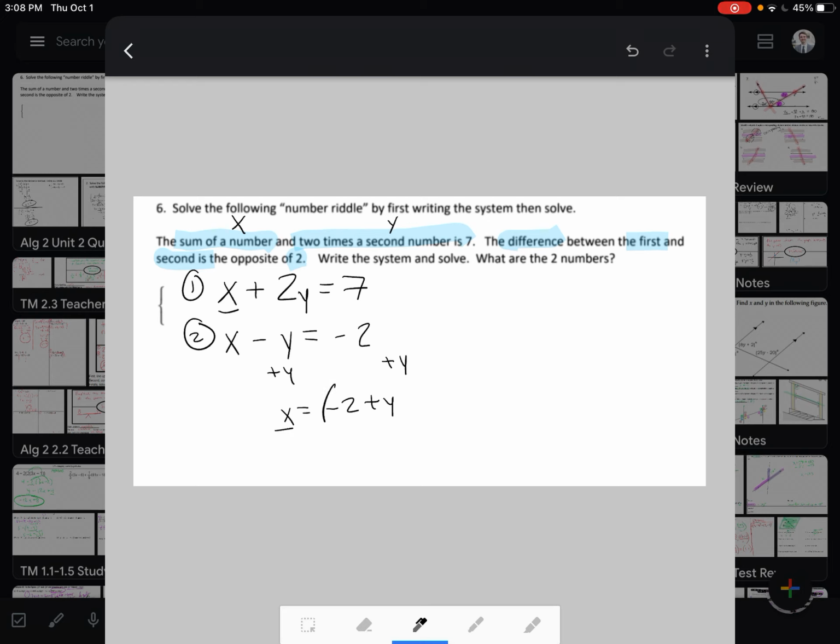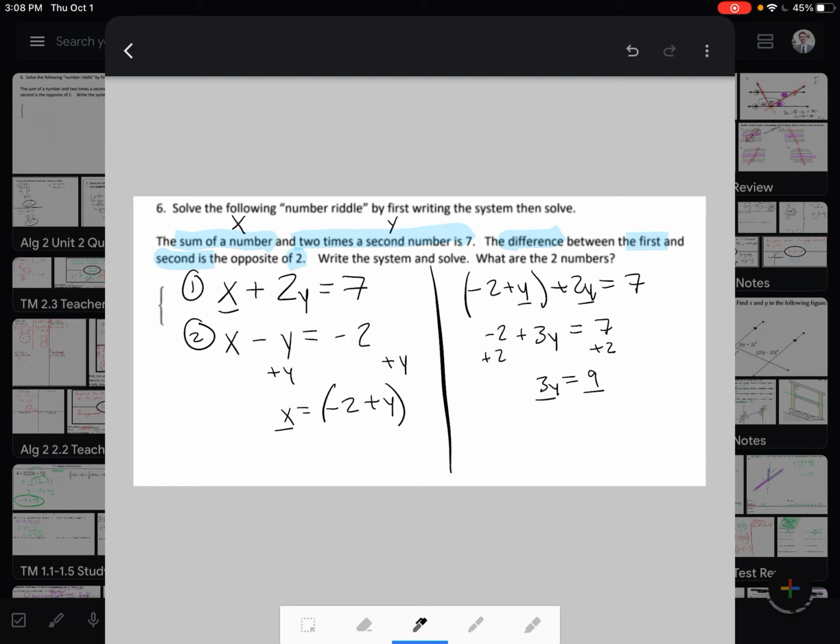So we have x and we have x. So we are going to plug in. So we'll get 3y here, minus 2 equals 7. You can add 2 to both sides. 3y equals 9. Divide both by 3. And we'll get y equals 3. So then now we can plug in to the original for x, and we'll get x equals 1.